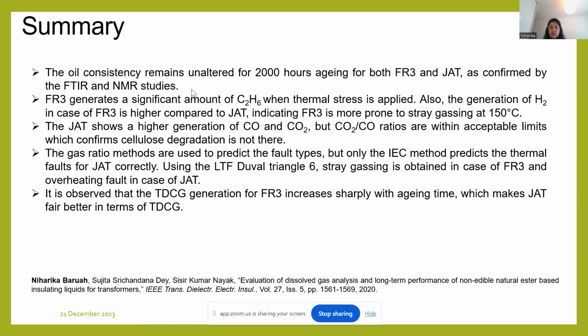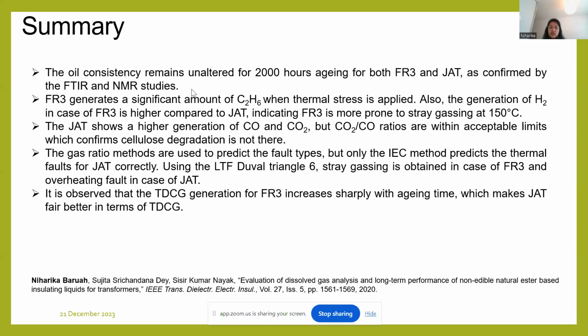So it's observed that the total dissolved combustible gas in a filter increases sharply with aging time, and thus this makes Jatropha fare better in terms of total dissolved combustible gases. So more studies need to be done when we are considering a natural ester oil to be implemented.